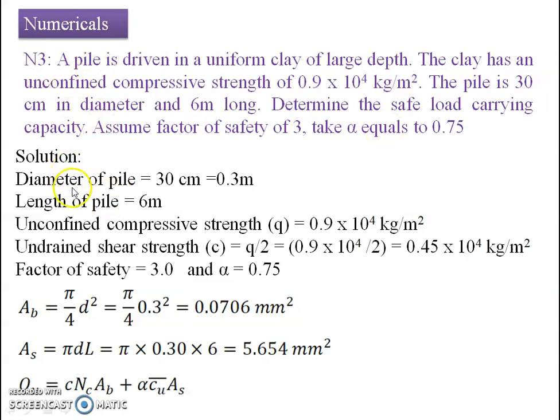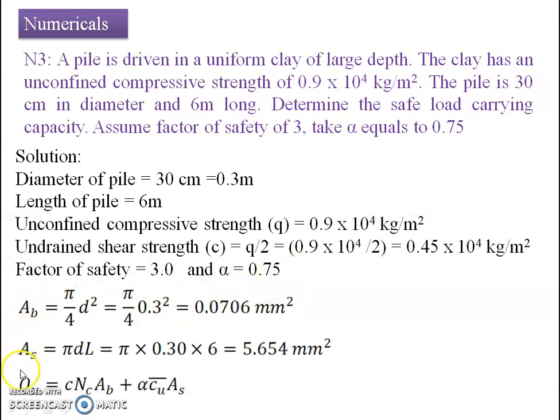So here in this case, diameter of pile equals 30 centimeter, length of the pile is 6 meter, and unconfined compressive strength Qu is equal to 0.9 into 10 raised to 4 kg per meter square. Unconfined strength is given. That's why, based on this unconfined strength, we can say undrained shear strength C equals Qu by 2, which is 0.9 into 10 raised to 4 divided by 2. It is 0.45 into 10 raised to 4 kg per meter square. Factor of safety is 3 and alpha equals 0.75.